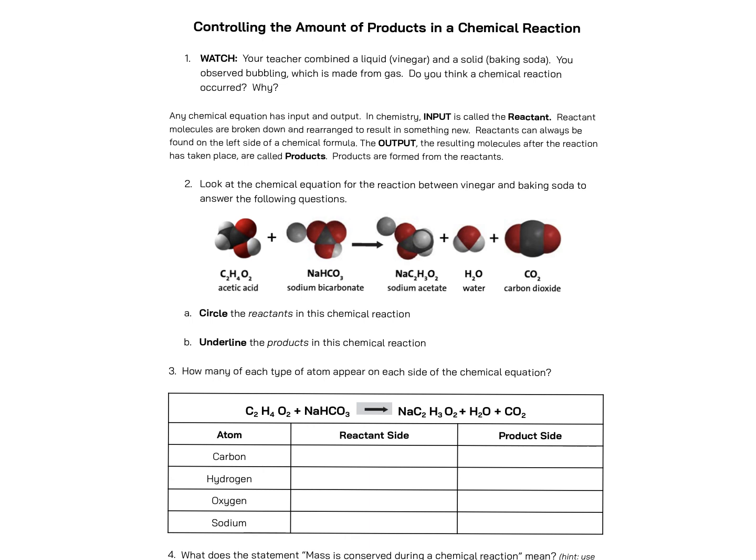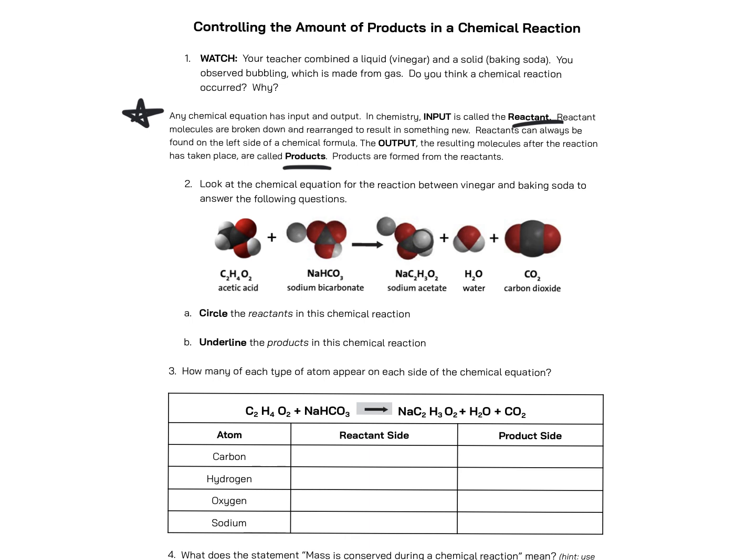Okay, so I'm going to be starting right over here where it says any chemical equation has an input and an output. In chemistry, input is called a reactant. Reactant molecules are broken down and rearranged to result in something new. Reactants can always be found on the left side of the chemical formula, and the output, the resulting molecules after the reaction has taken place, are called the products. Okay? So reactants are the input, products are the output.